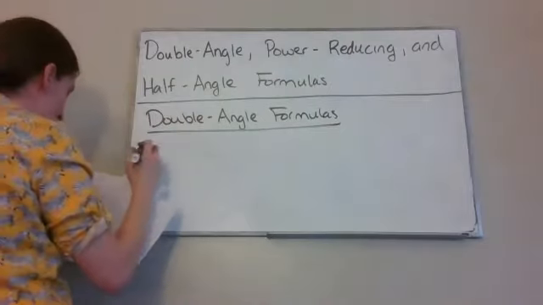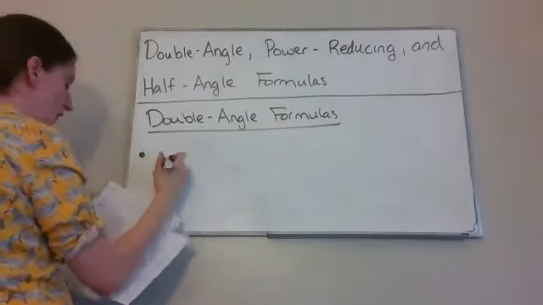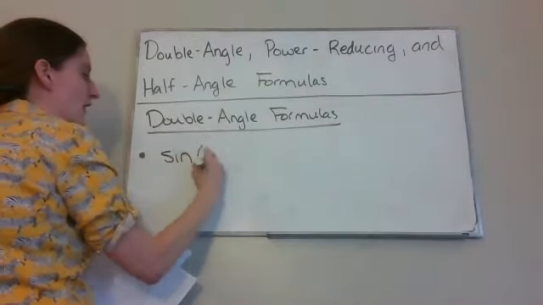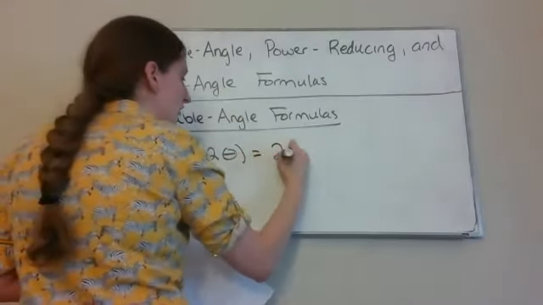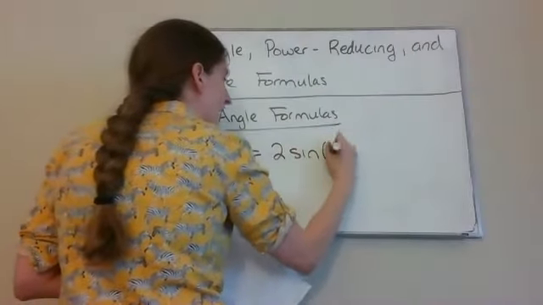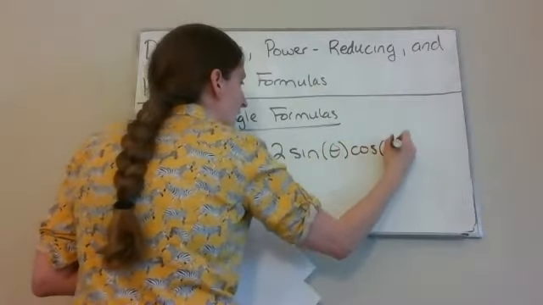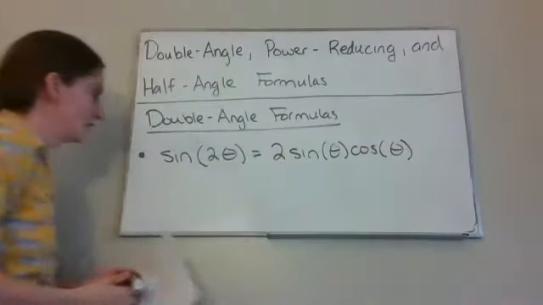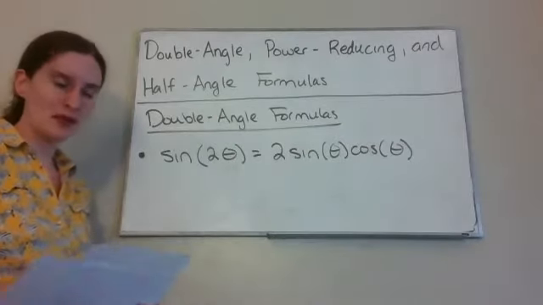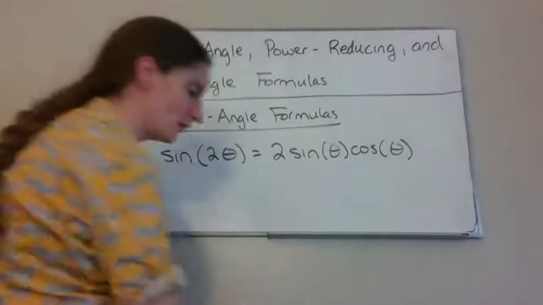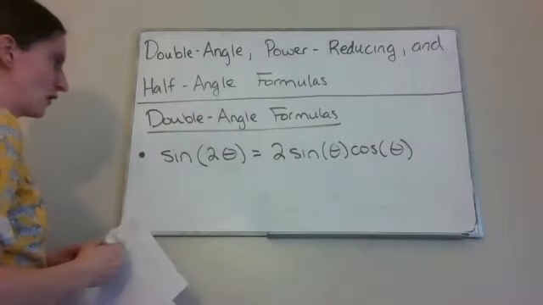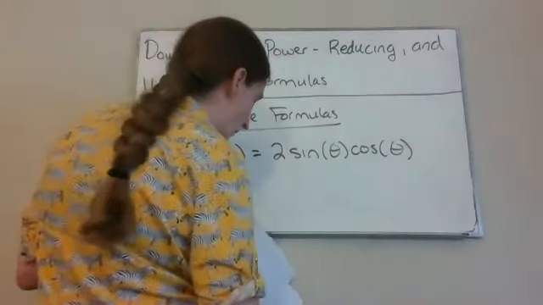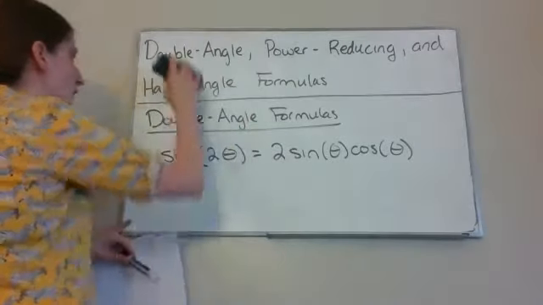So our double angle formulas, we'll start with the one for sine. Sine of 2 times an angle theta is equal to 2 times sine of theta times cosine of theta. That one's pretty easy to remember, and it comes in handy when you're trying to simplify things. Now, for cosine of 2 theta, there's actually multiple versions of that double angle formula.